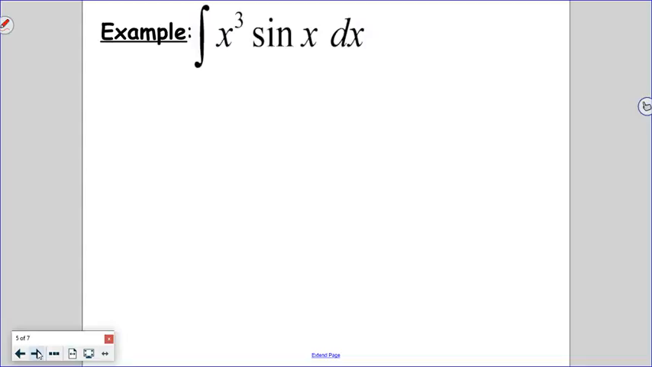So our first column, we will let be the polynomial function x cubed. Our second column, we will let be the other function in there, which is just a sine x. Remember, your first column, we are taking derivatives. Second column, we are taking the integral, or integrating, or finding your antiderivative. So down my derivatives column, we would have power rule here. So 3x squared, 6x, 6, and 0, and we stop when we get to 0.